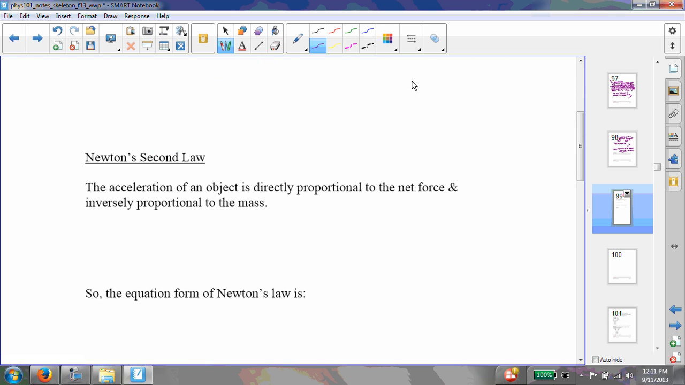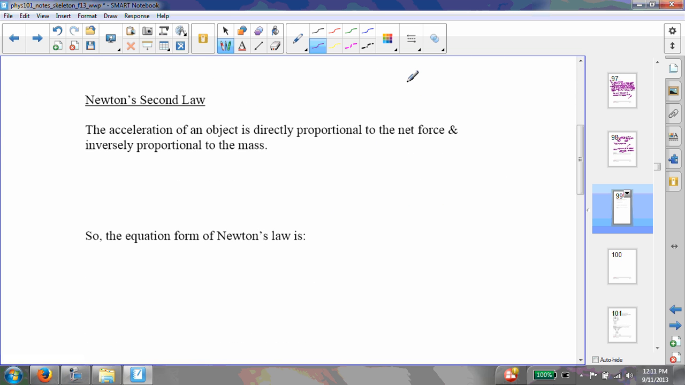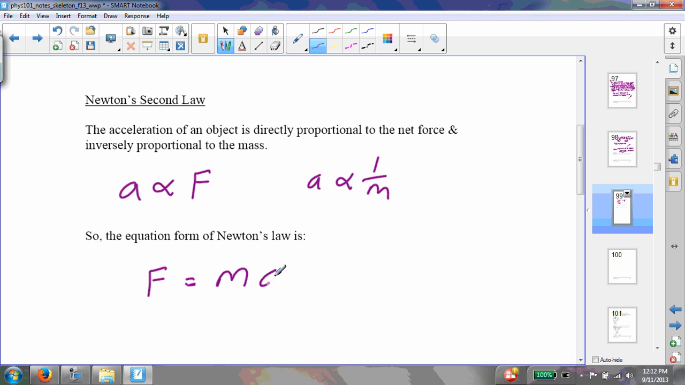All right, so let's continue on with Newton's second law. Newton's second law says that the acceleration of an object is directly proportional to the net force and inversely proportional to the mass. So what that is in equation form would look like this. I would have that the acceleration is directly proportional to the force, and the acceleration is inversely proportional to the mass. So then in equation form, Newton's second law, as you've probably seen it, would be F equals ma.